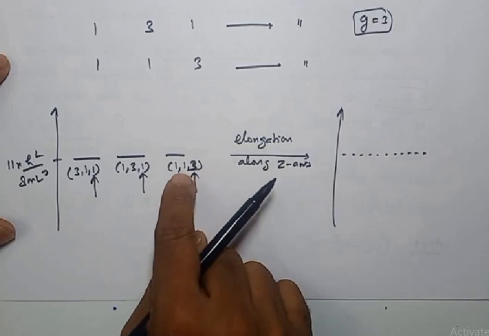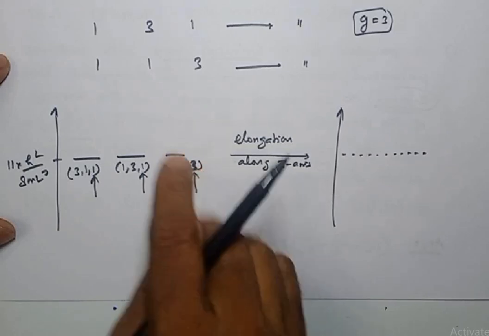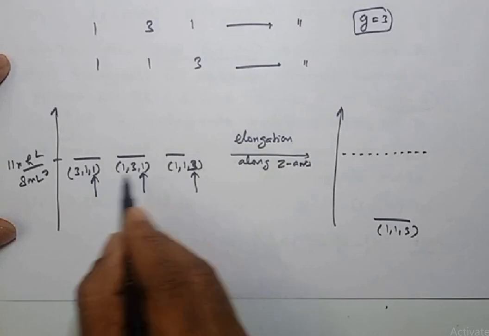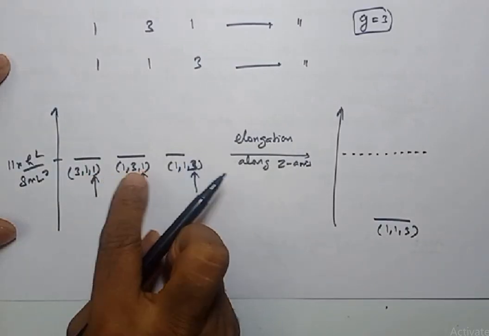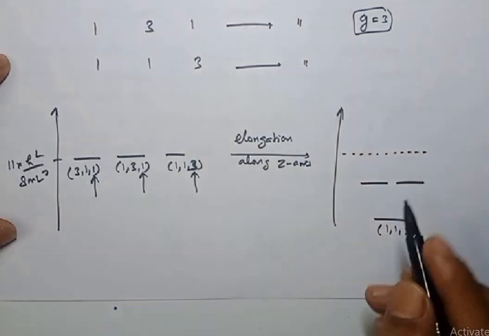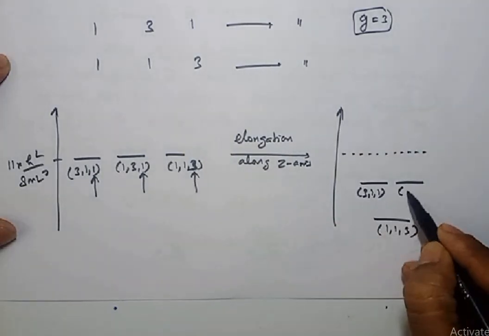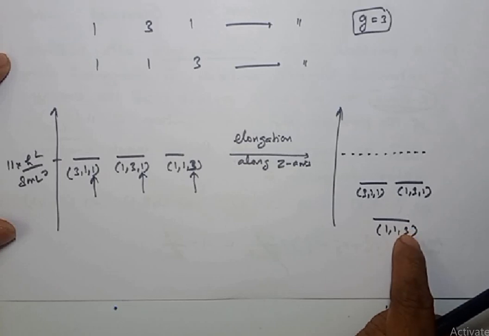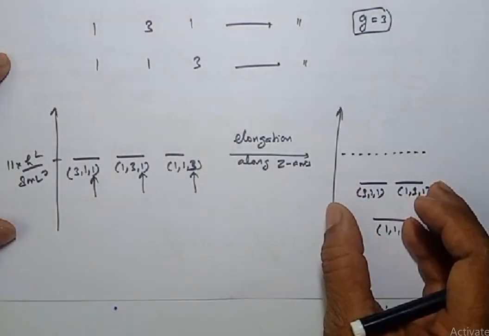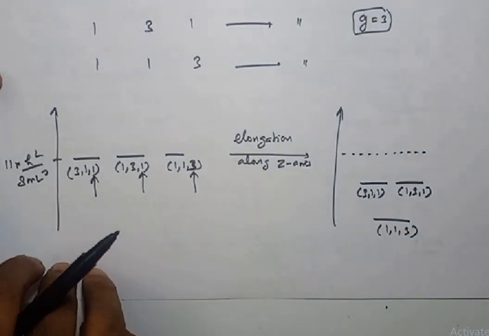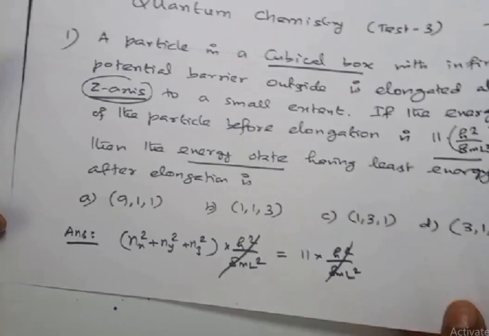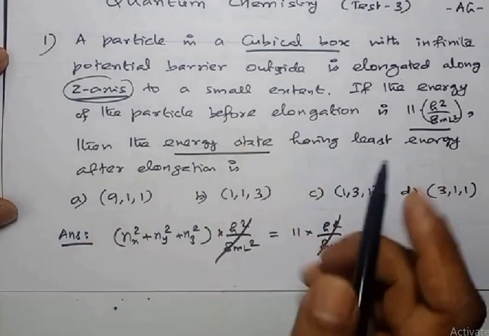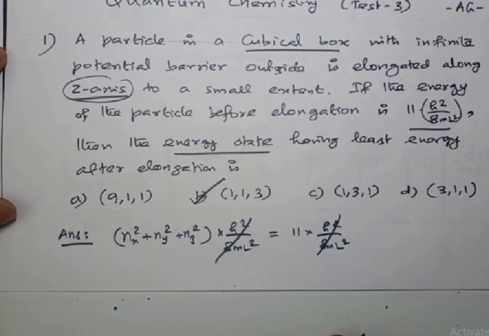Out of the 3, the 1, 1, 3 state, where the nz value is maximum, goes to very low energy among the 3. The other 2 states, for which the nz value is the same, will decrease in energy, but they remain degenerate: 3, 1, 1 and 1, 3, 1. These 2 states remain degenerate. The one in which the nz quantum number has maximum value will go to lower energy. So among the 3, the one which has the lowest possible energy is 1, 1, 3. The question asked here is the energy state having least energy after elongation. So the least energy is option E, the 1, 1, 3 state.